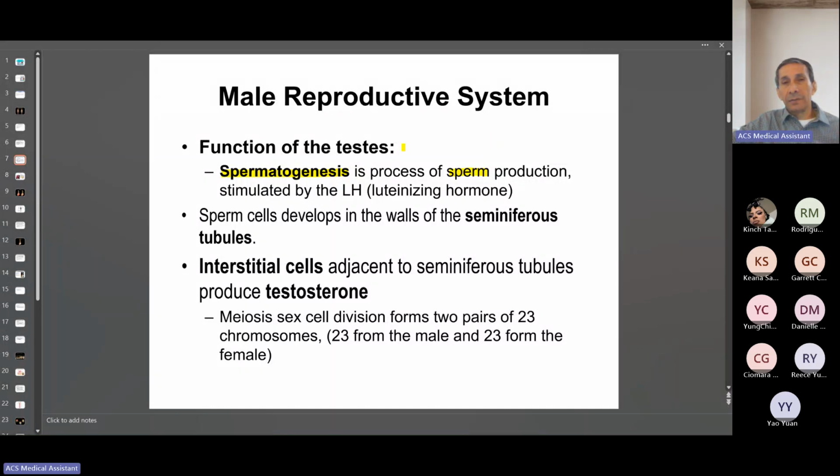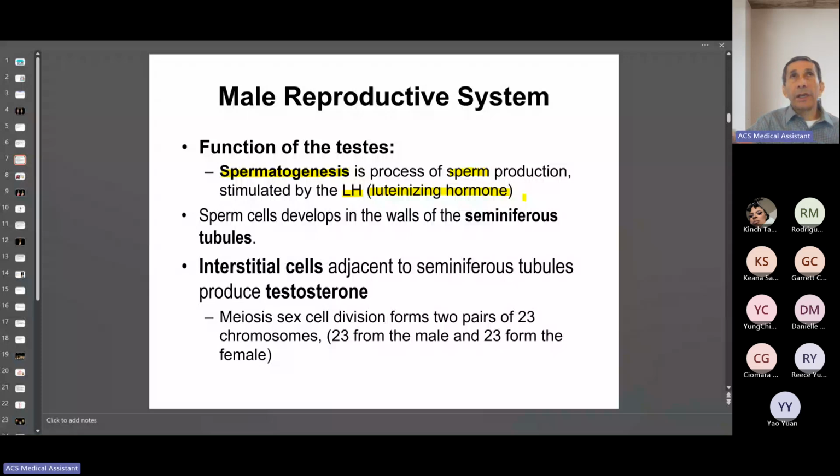In order for this sperm to be produced, there is a particular hormone that acts upon the testes, which is LH. LH is a hormone that stands for luteinizing hormone. Remember, for females, we're going to see what hormone acts upon the ovaries for the production or stimulation of the ovum or the egg, which is the female sex cell. So this is important. The production of sperm that happens within the testicles is called spermatogenesis. Simple.